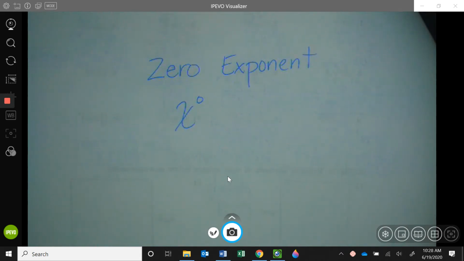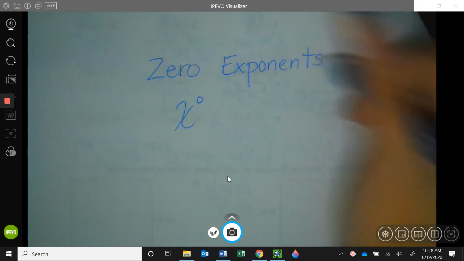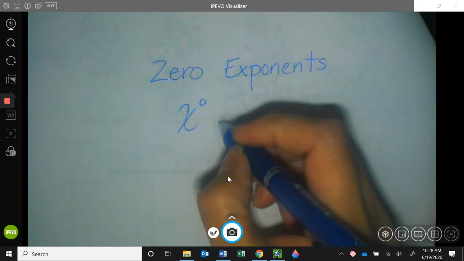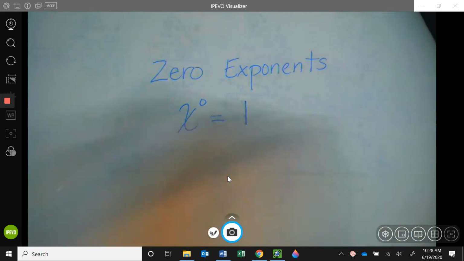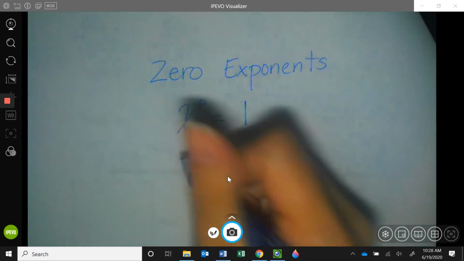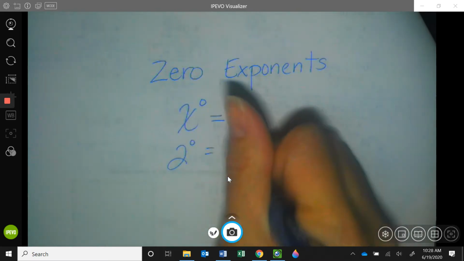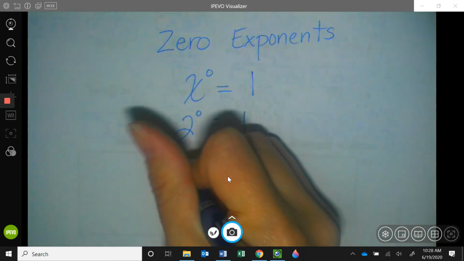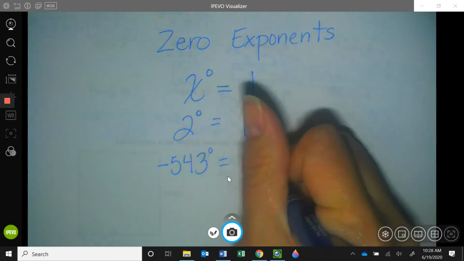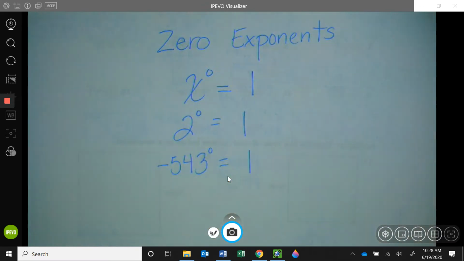All right, so we're going to be looking at zero exponents and negative exponents today. And so just a real quick thing on zero exponents. Anytime you have a zero as an exponent, your answer is always 1, no matter what it is. So here's x to the 0 power equals 1. 2 to the 0 power equals 1. Negative 543 to the 0 power equals 1. Okay, so no matter what, it always equals 1.